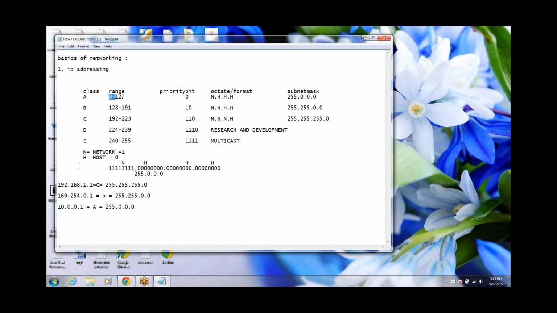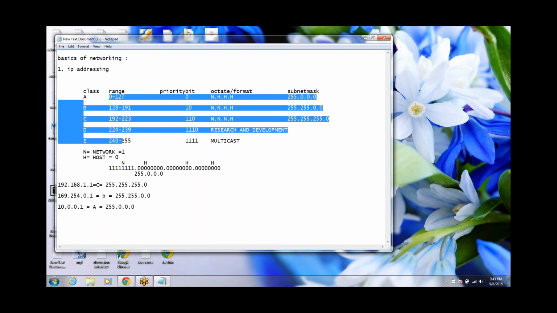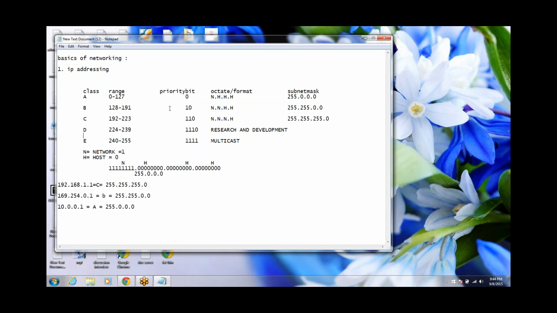So if someone gives you an address and asks what the class of the IP address is, you only look at the first number, for example 192. With the help of the range, we can identify the class of the address. To calculate the range, we use the priority bits. All this classification comes under IP version 4.